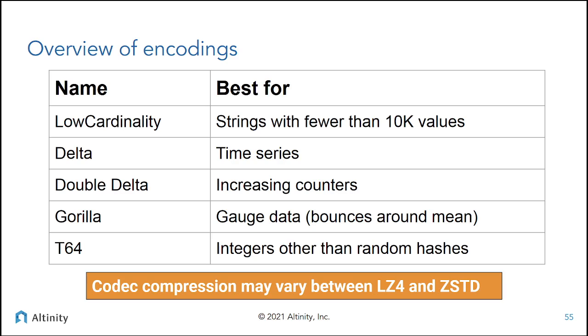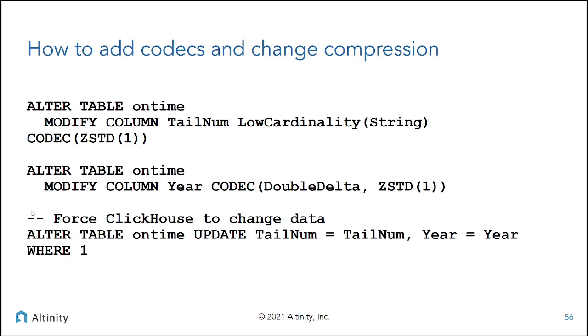There are several encodings. Low cardinality is for strings, and then there are several types of encodings for numeric data types, and they're listed here. One thing to note is the codec compression. When these codecs are applied, you may need to switch to ZSTD because LZ4 sometimes doesn't compress them well. Here's an example of how to do it. You just do an alter table. This is really easy. These commands complete instantly. This one's changing tail number to use low cardinality as a transformation on strings.